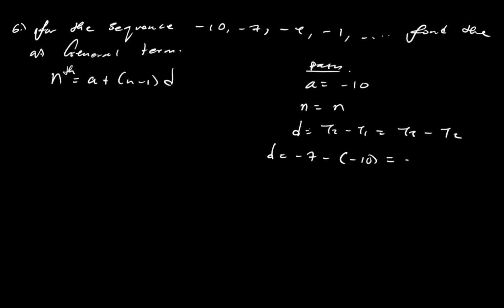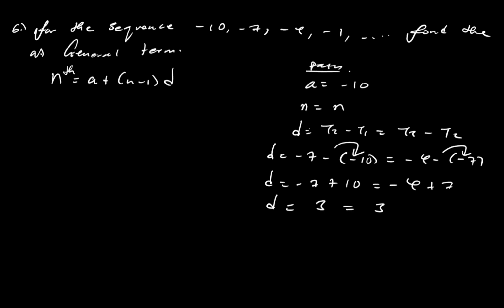So I'm introducing parentheses in order to not make mistakes with the signs. So the common difference will be that, then plus, because this time that makes it a positive 10. Same thing on the other side, you get a plus 7. So the common difference will basically just be 3.